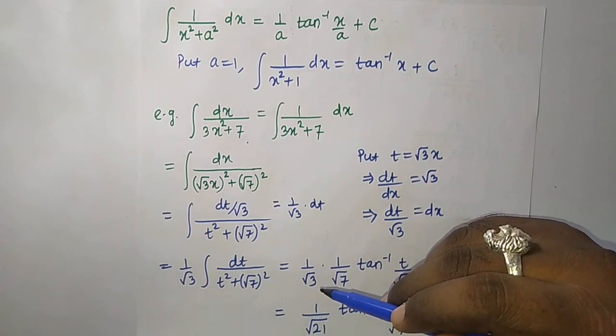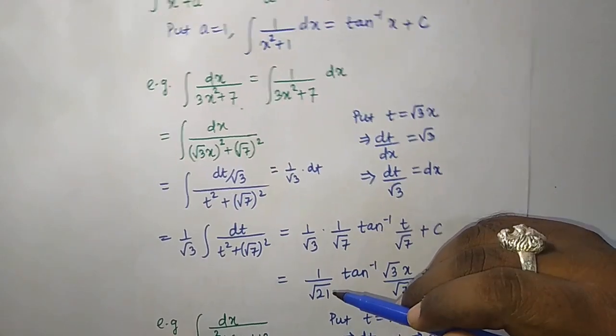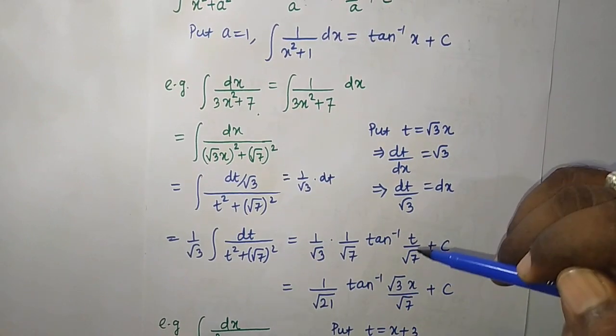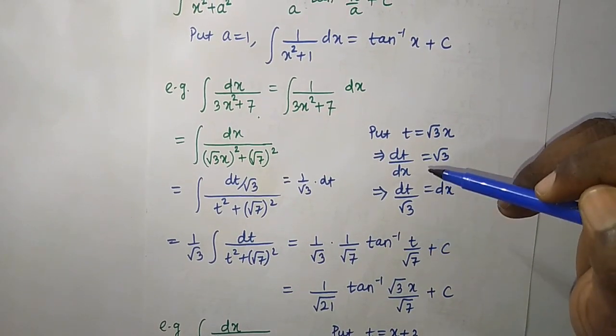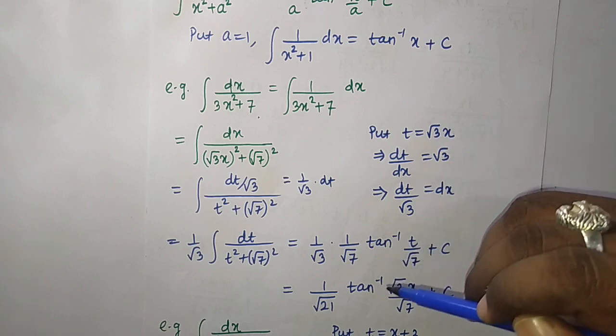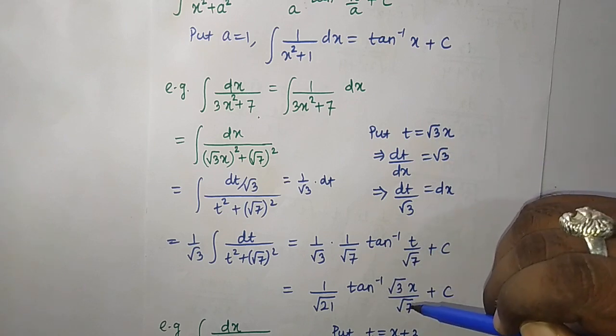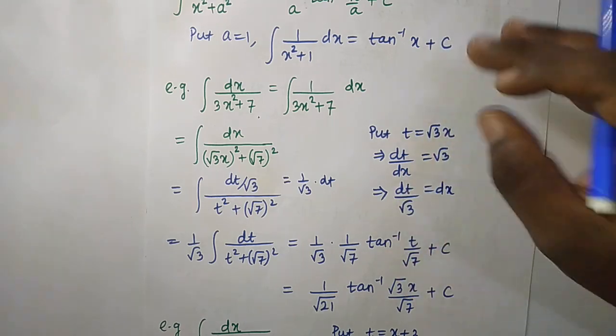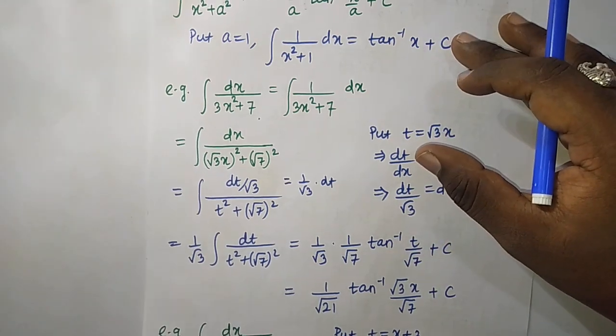And 1 by root 3 into 1 by root 7 is equal to 1 by root 21, and here it is again, I have put root 3x in place of t, so it becomes what? Tan inverse root 3x divided by root 7 plus c. This is the answer.